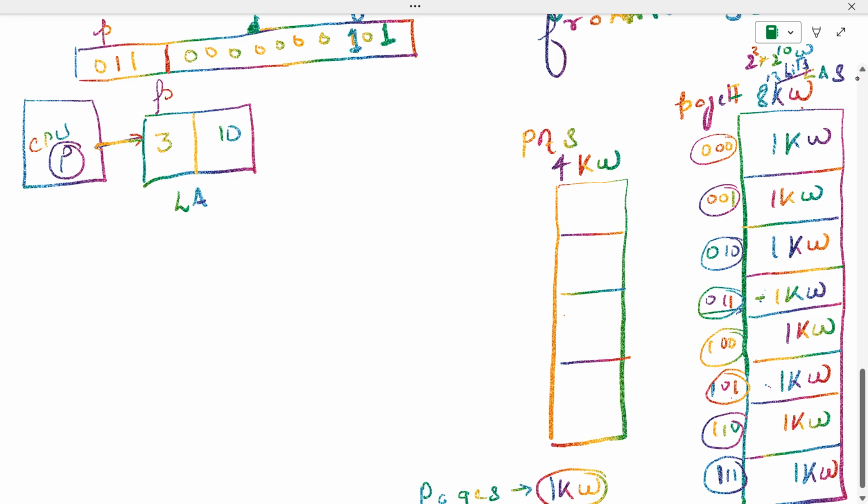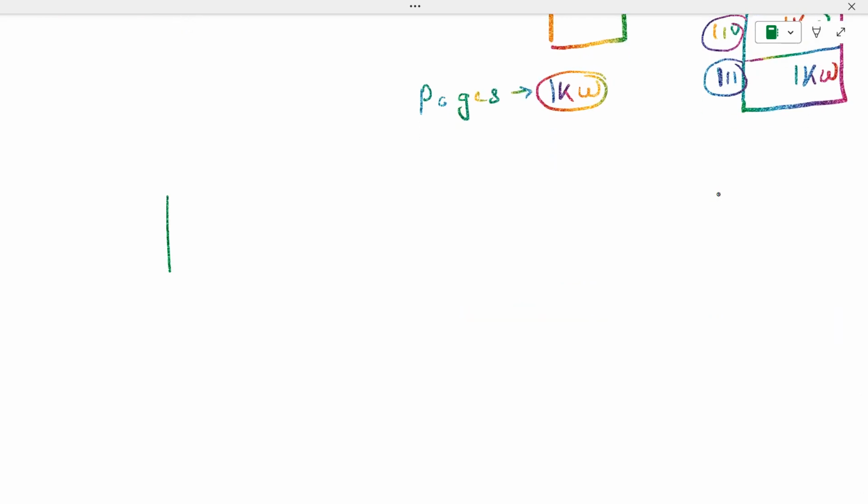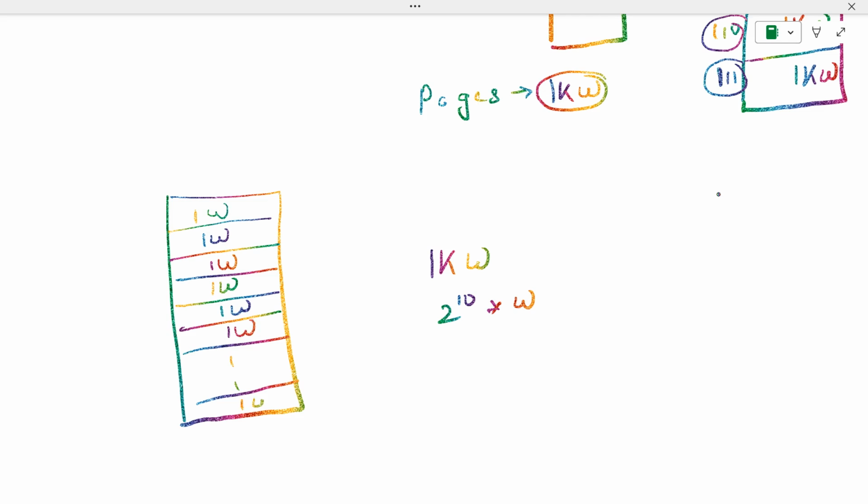Now let's see the page configuration. Each page is 1 kiloword. That means 1 kiloword is 2 raised to the power 10 words. So each page will constitute 2 raised to the power 10 rows, and each row will have one word. The one word which is fetched and required by the processor will be represented by this row. For example, it is 0, 1, 2, 3, and so on up to 2 raised to the power 10 minus 1.